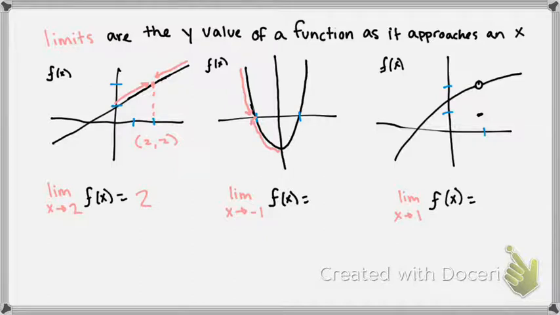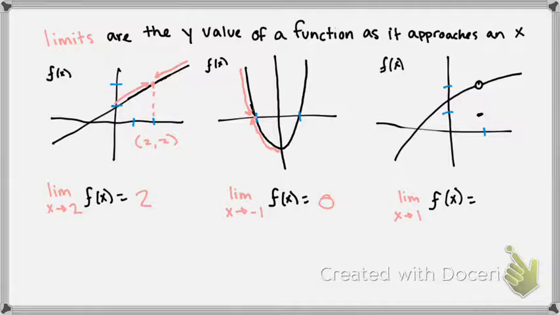And we get what looks like to be 0. So your limit as x approaches 1 would be 0. So now for this next one, we have the limit as x approaches 1 of f of x.